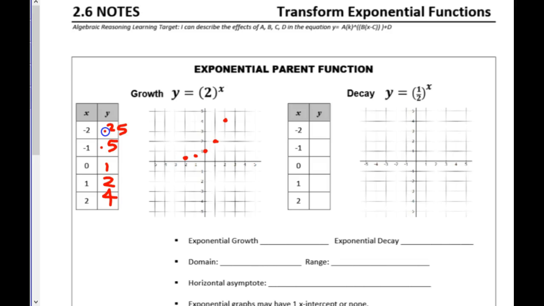Now, like we just said, it does not touch the axis, so when you're sketching this, make sure it gets close. It does not cross. Okay. It should look like that. So that's 2 to the power of x.